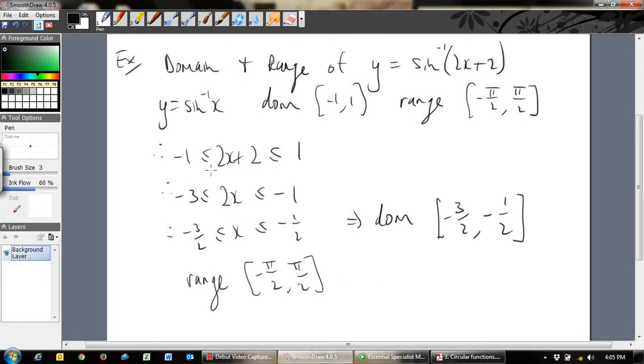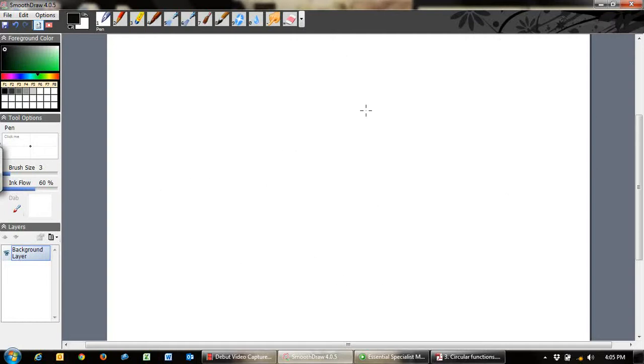Fantastic. There's a bit about domain and range. Get used to doing those as well. They come up, they love those in exams, just love them. They'll say, find the domain and range, and then they'll say sketch it. They'll always get you on those.